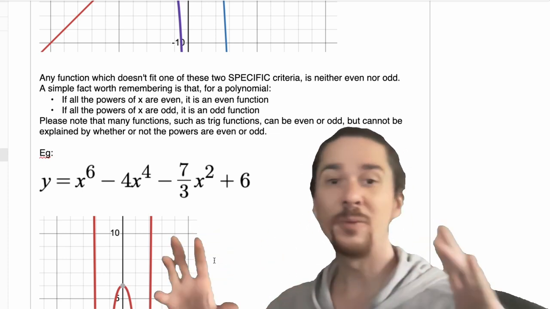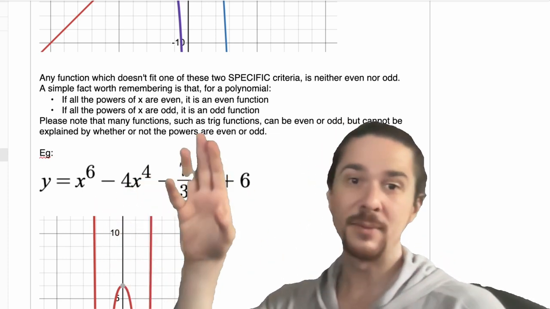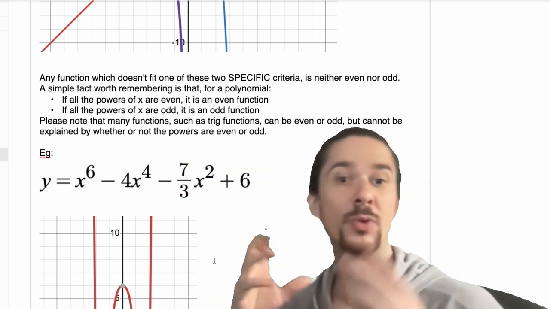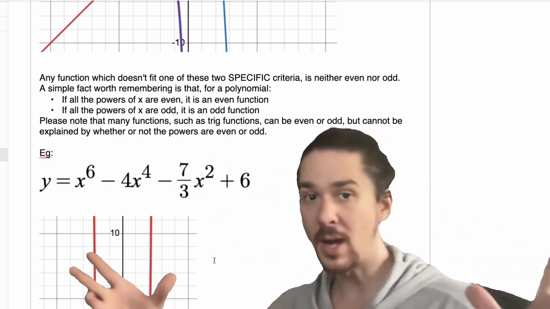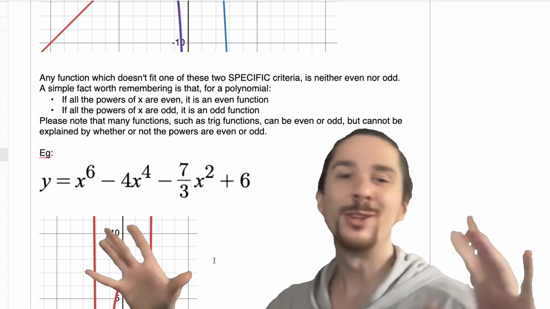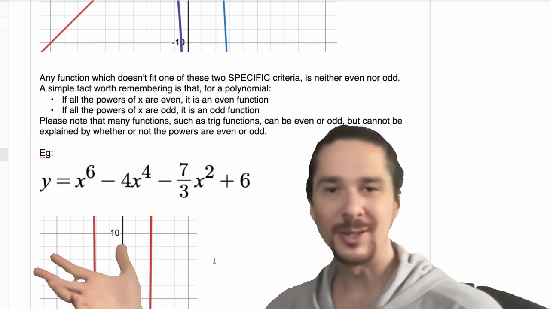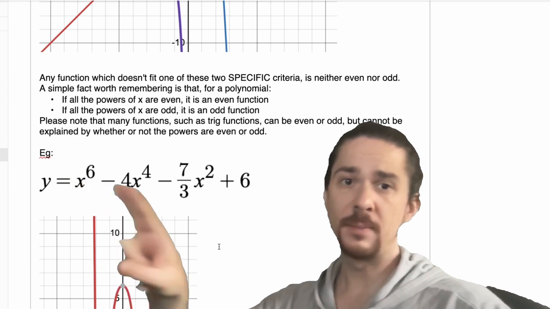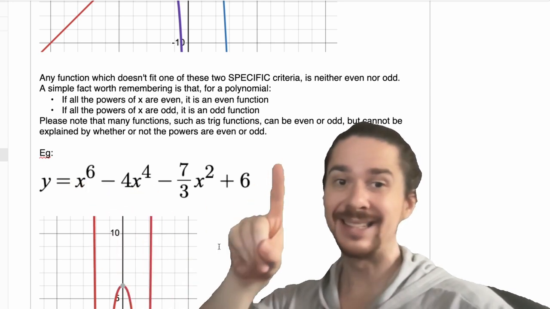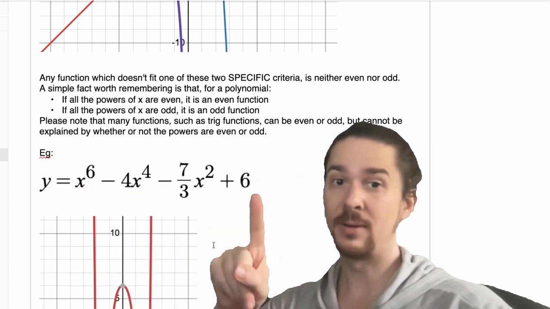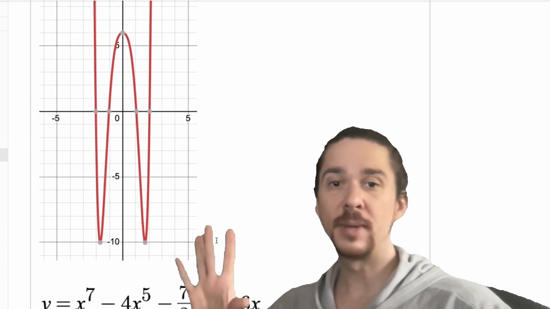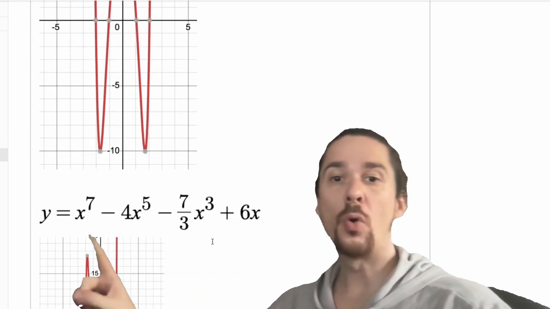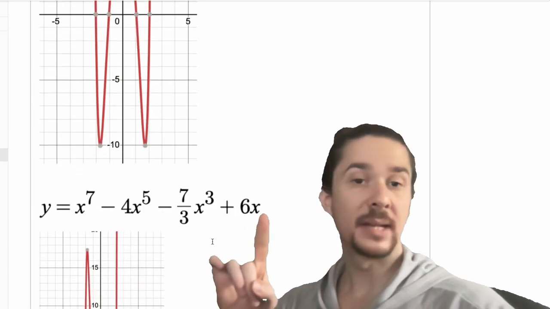But not all functions are polynomials. For example, you can have trig functions, which can be even or odd or neither, but you cannot just look at the powers of x to figure it out. Let's have a look at some of these polynomials. Here we have all even powers. Remember, x to the 0 is still an even power of x. And we have a beautiful symmetric function. Here, all of our powers are odd. Remember, this is x to the 1.